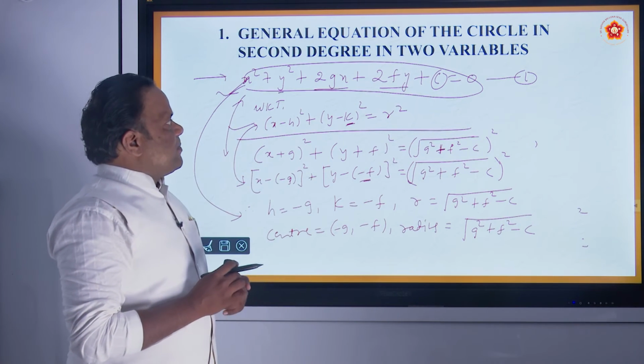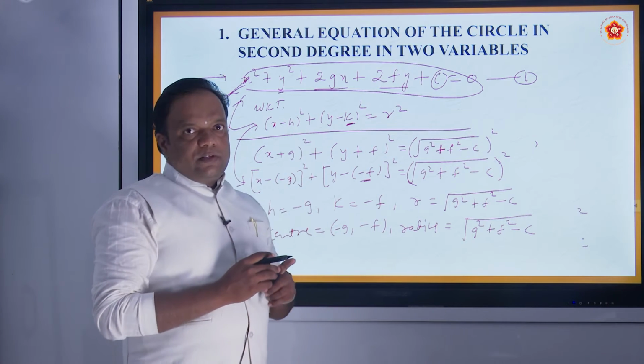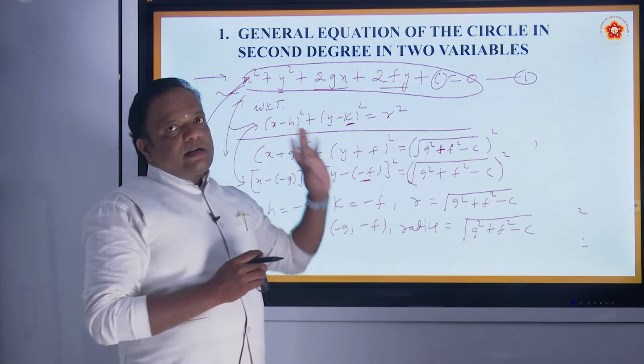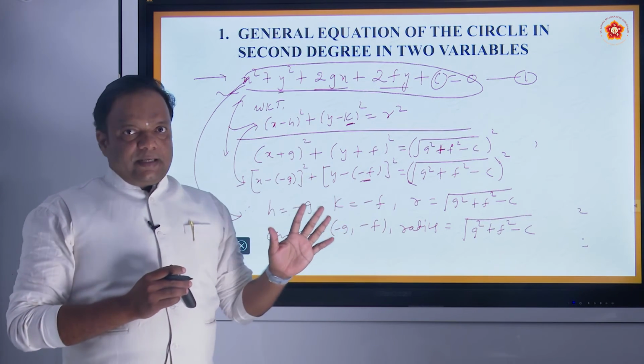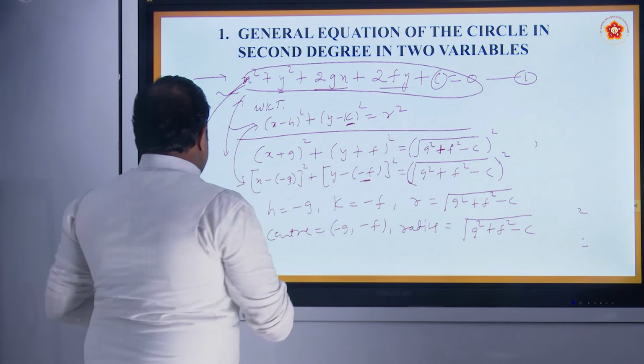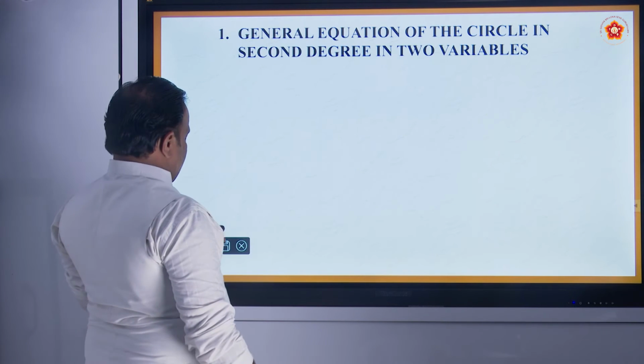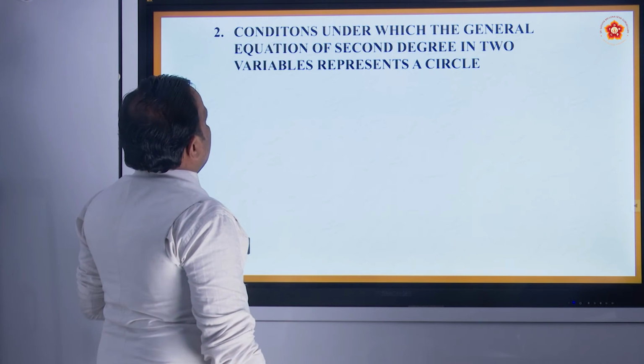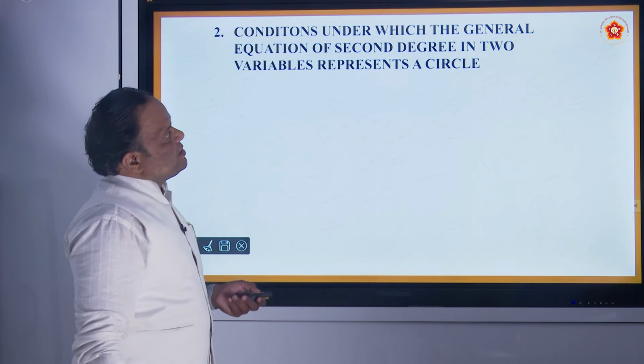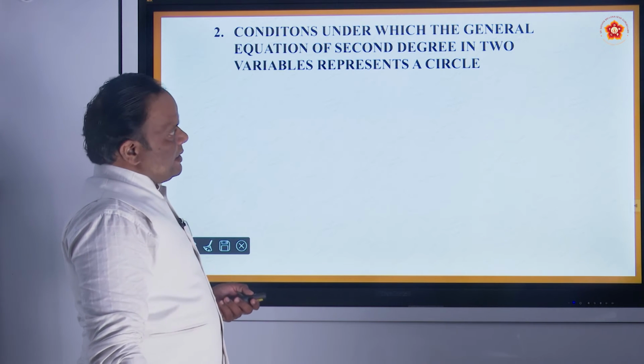x squared plus y squared plus 2gx plus 2fy plus c equal to 0. Here g, f, c are the constants, correct? Okay, so let us now see the conditions under which the general equation of the second degree represents a circle.